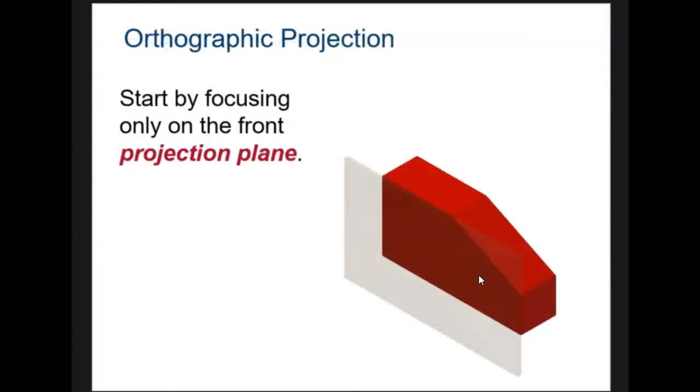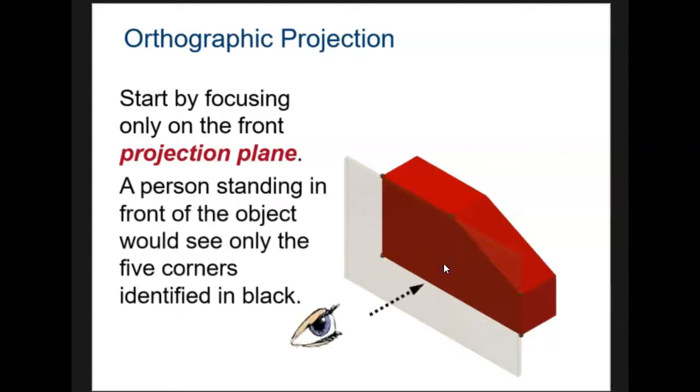So let's start by focusing only on the front projection plane. So we're only looking at the front of the glass box. If you're standing in front of this object, you would see only the 5 corners identified in the back. 1, 2, 3, 4, 5.